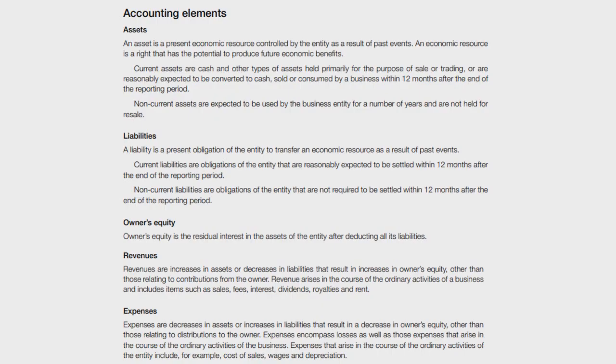The accounting elements: assets, liabilities, owner's equity, revenue, expense. At this point in the year, you should know what they are, how to define each one. There shouldn't be any more excuses, because they do pop up on the test every now and then. Actually, they're quite common, if I'm being honest.